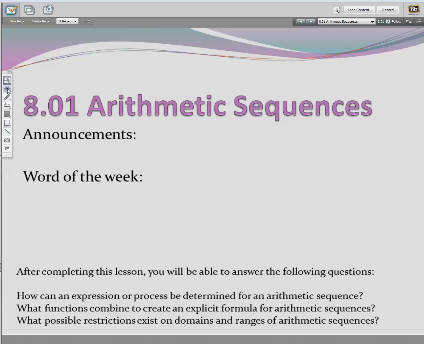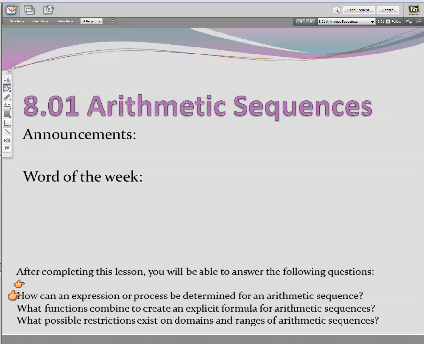Everybody. Quick video here on arithmetic sequences. We are going to look at how an expression can be written if we are given an arithmetic sequence. So if I'm looking at a sequence, which is simply just a list of numbers separated by commas, and it does fit an arithmetic sequence, can I create an equation to find certain terms in that sequence? So we'll look at that today.